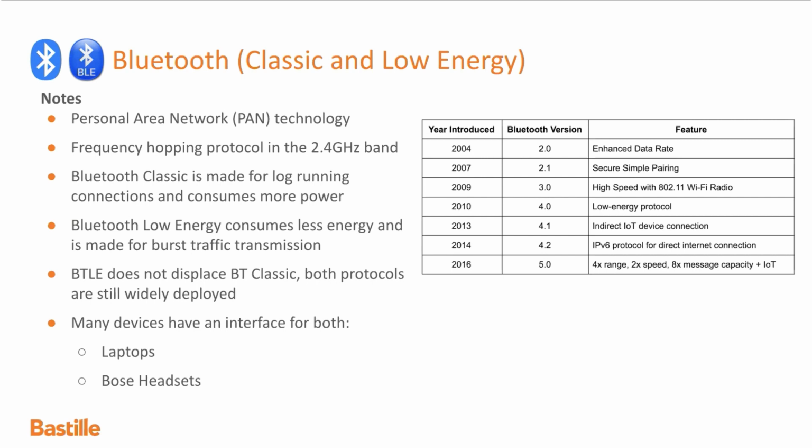Bluetooth Classic is made for longer running connections, but that consumes more power. Bluetooth Low Energy consumes less battery power for your device and is made for burstier traffic transmissions. Many devices like laptops and even, we've seen, Bose headsets have both interfaces, one to do connection setup and one to stream data.